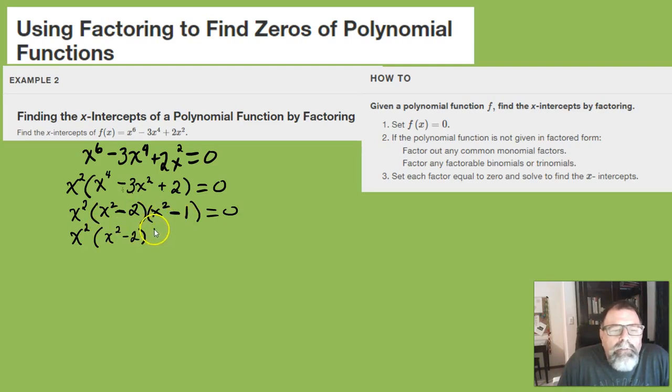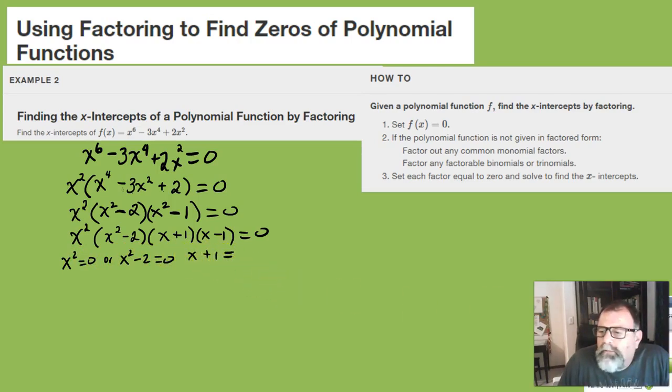This one's a difference of squares, so we can do x plus 1, x minus 1. And then we're going to set each factor equal to 0. So x squared equals 0. x squared minus 2 equals 0. x plus 1 equals 0.